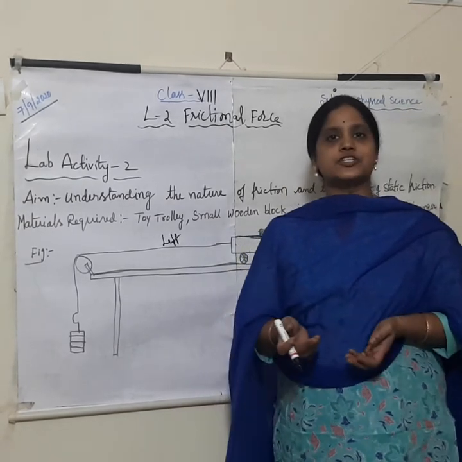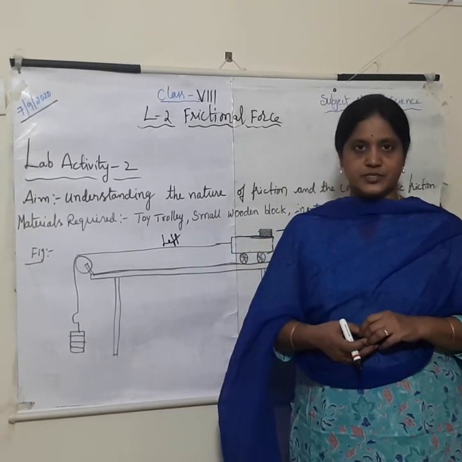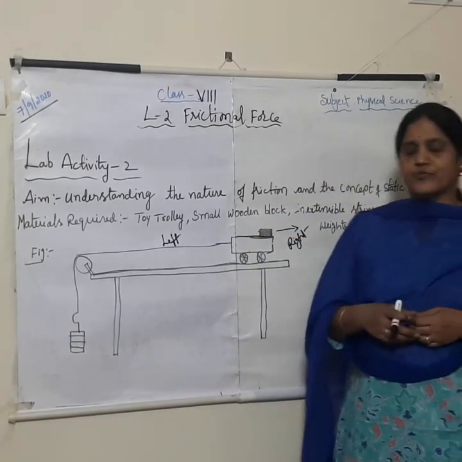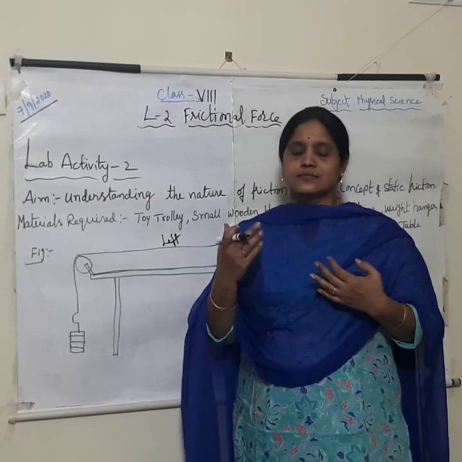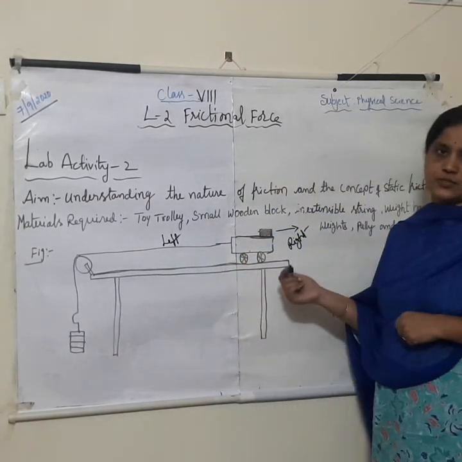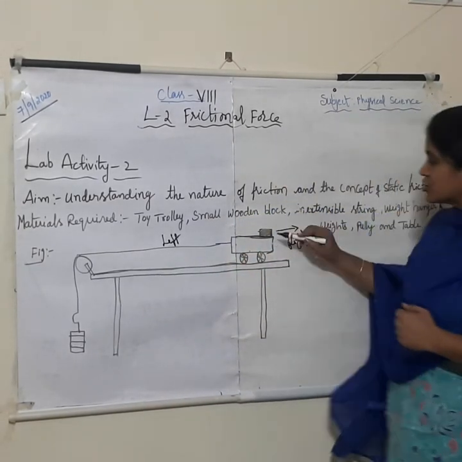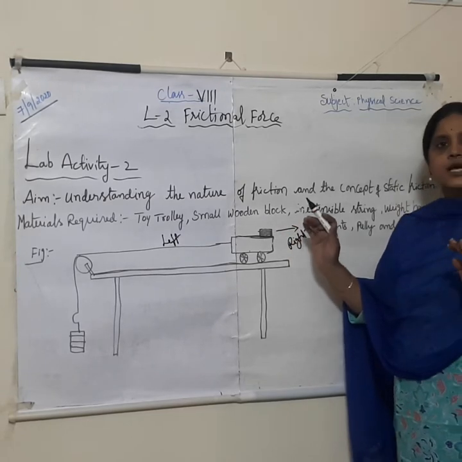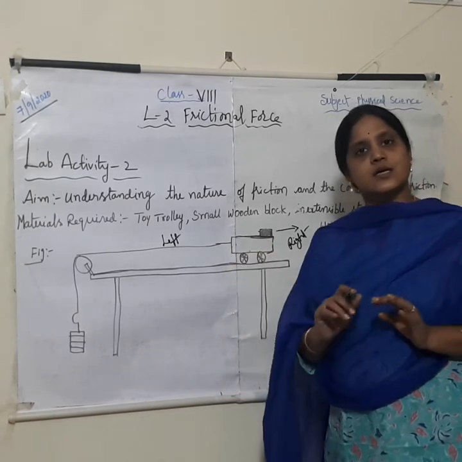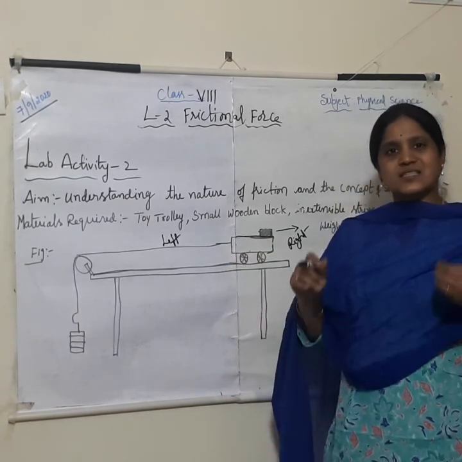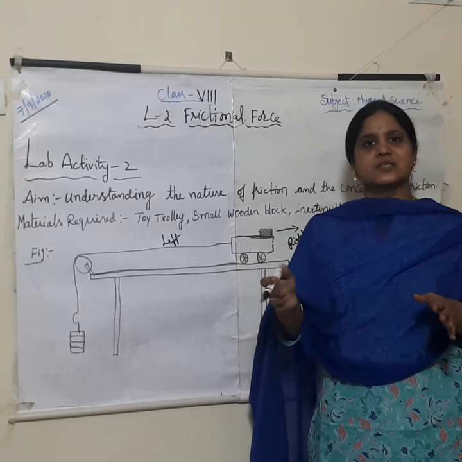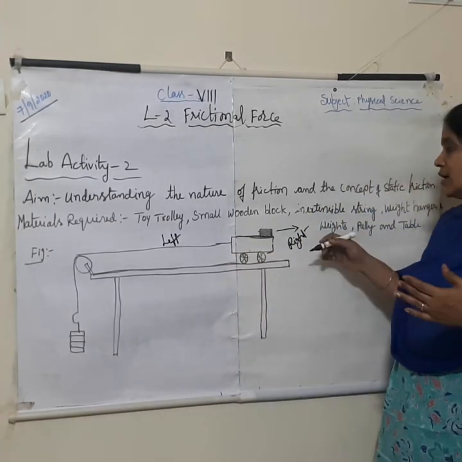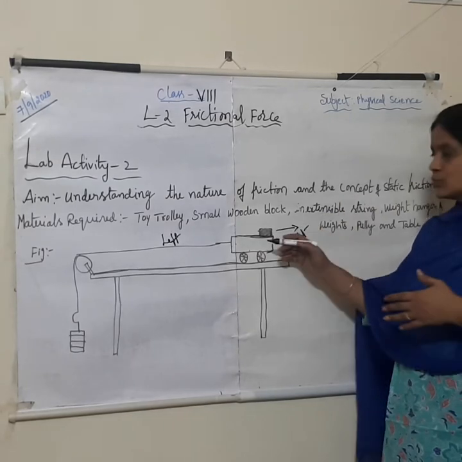What is static friction? Static friction is the friction which comes into play when the surfaces of the objects are at rest relative to each other. Such a type of force we call static friction. But this static friction has a limit. After that, it comes into motion.